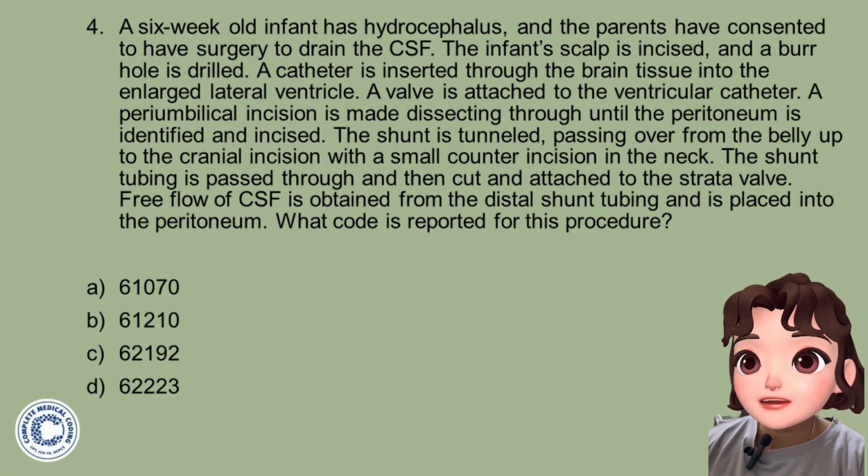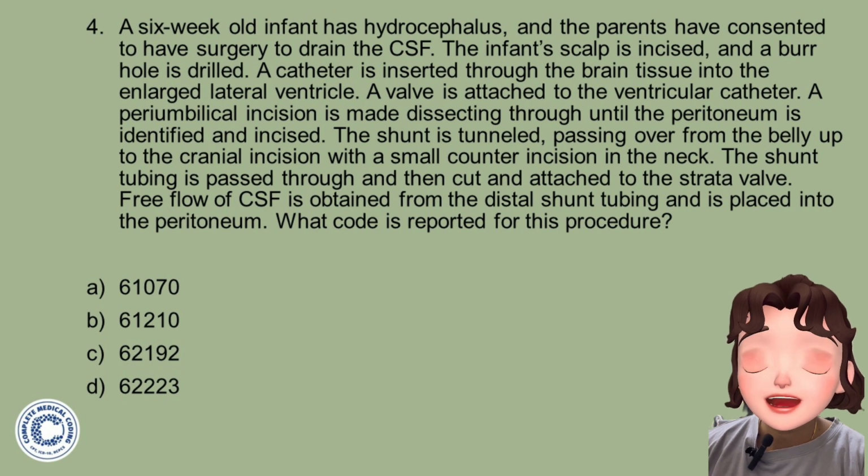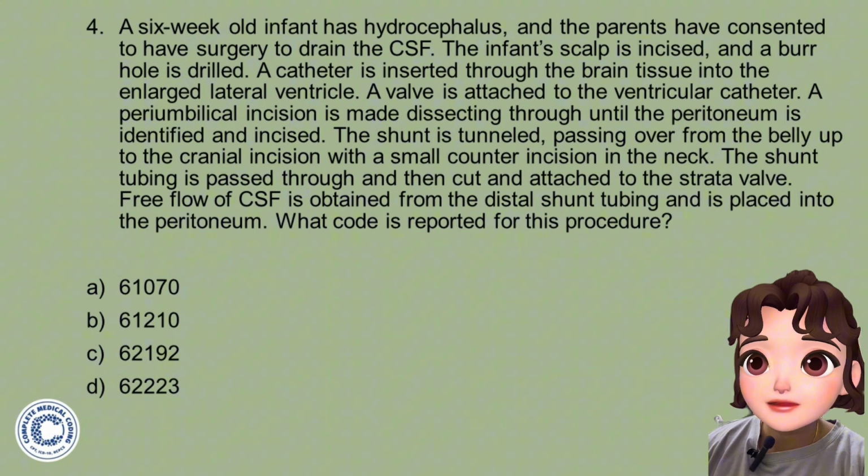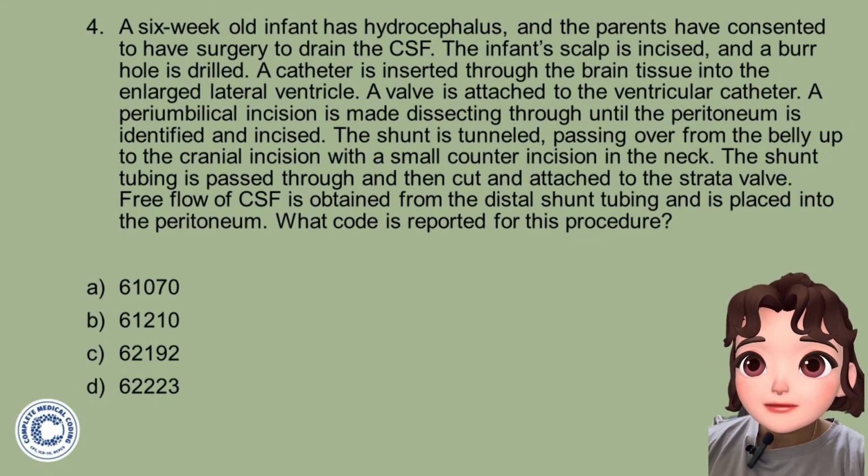What is option A? 61070. 61070 represents injection, drainage or aspiration procedures on the skull. This is not injection, so just leave that. What is option B? 61210. 61210 is a twist drill, burr hole or trephine procedure. Ventricular catheter, reservoir, EEG electrodes, pressure recording device or other cerebral monitoring device is placed through the burr hole following aspiration of the hematoma. Let's go to the other options.